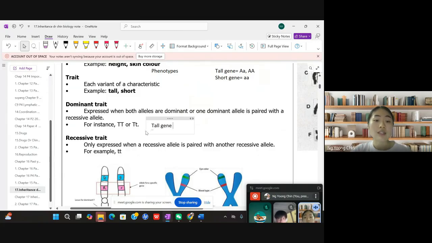Then how about this one? Recessive trait is expressed when a recessive allele is paired with another recessive allele. So two small t. This two small t will belong to the short gene. Like this.